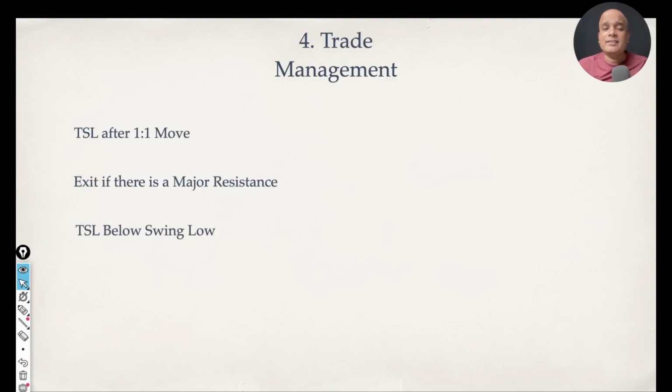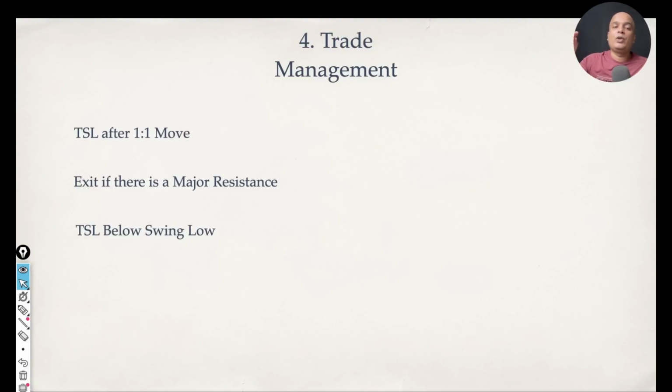Now, TSL below swing low. Let's say your plan is to ride or capture the entire trend. What you can do is, when the price moves 1:1, you can trail your stop loss to the entry price. After that, let's say price made one more swing low and went upside. Then you can trail your stop loss below the low of the next swing low, and then you can hold your trade.